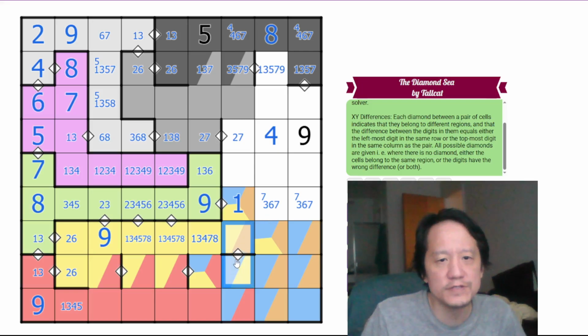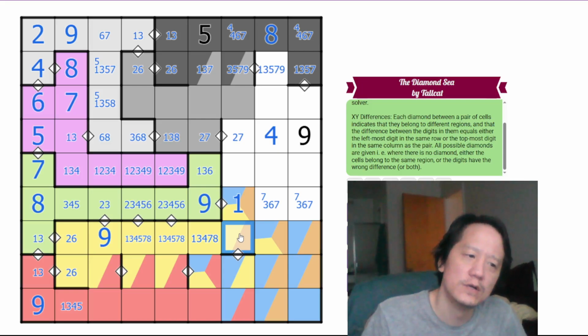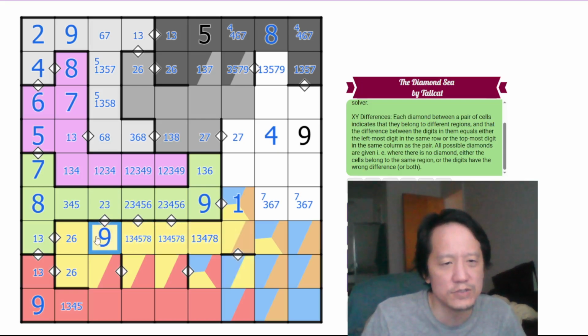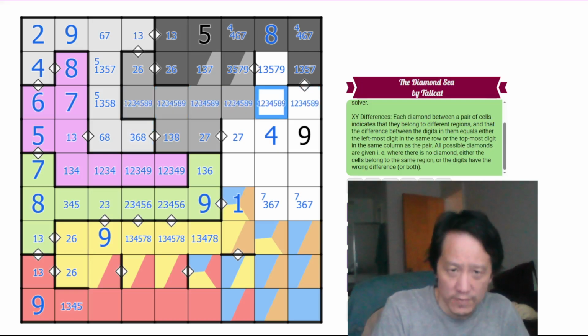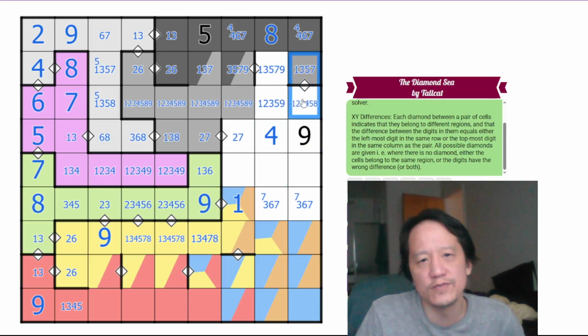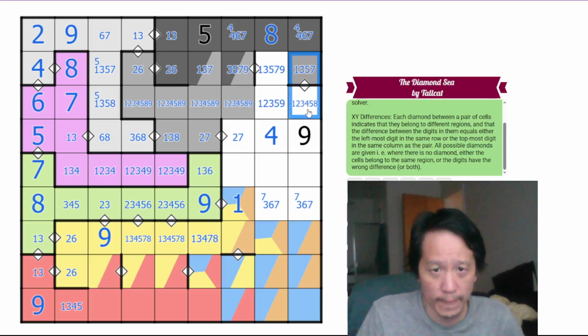This difference is either 4, 6, or 7. So if it's 4, it could be 2, 6, 3, 5, or 5, 9. There's too many choices. The remaining digits in row 3 are 1, 2, 3, 4, 5, 8, 9. 4 and 8 cannot be here. 9 can't be here. And this difference has to be at least 4. 6 or 7.